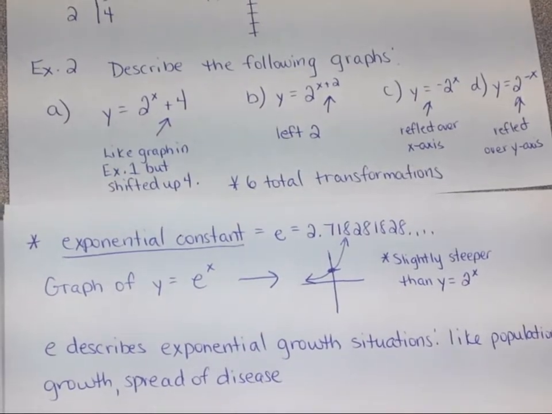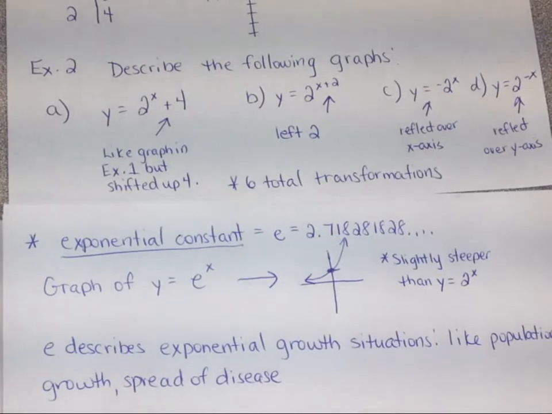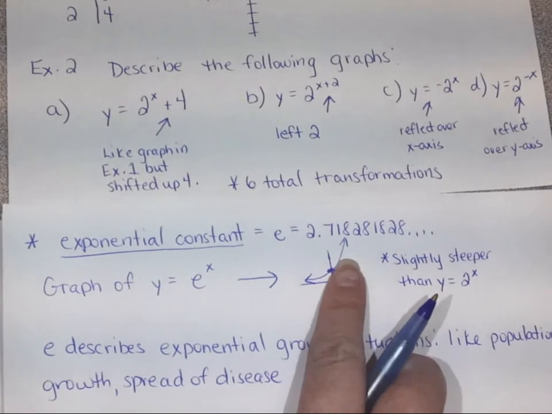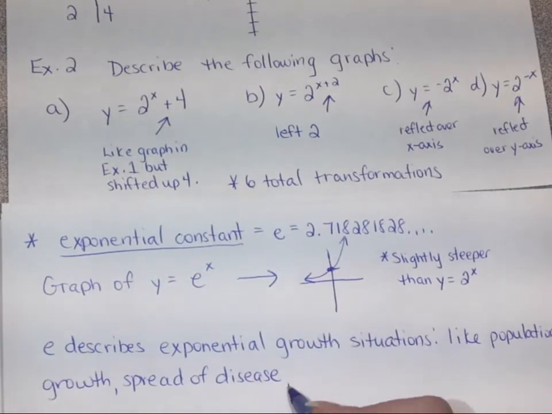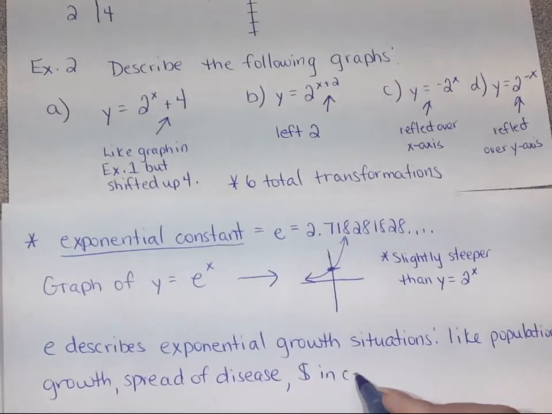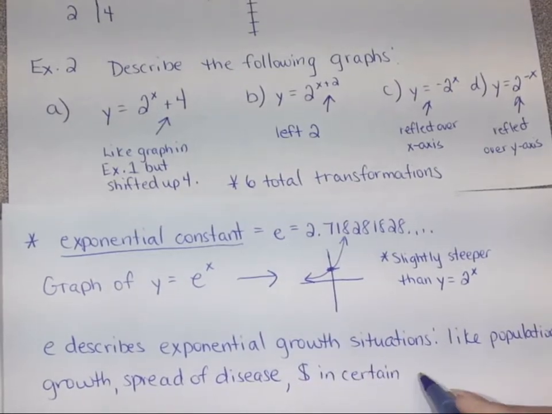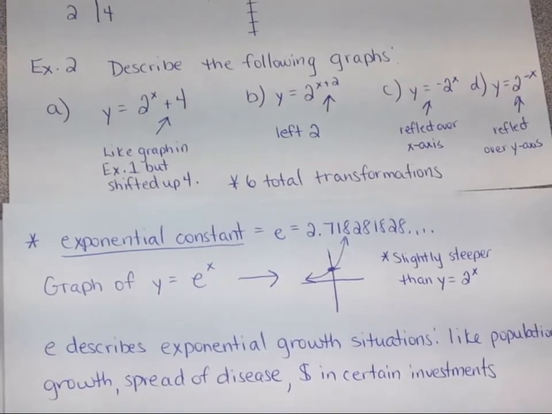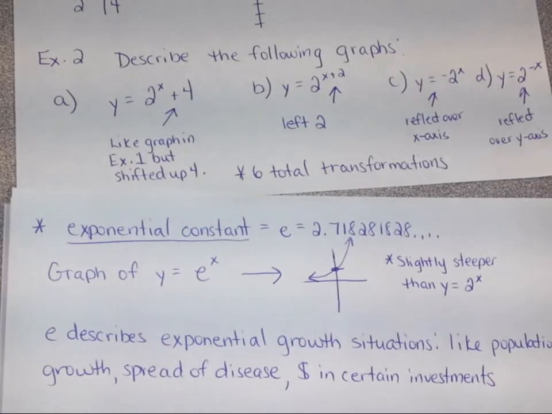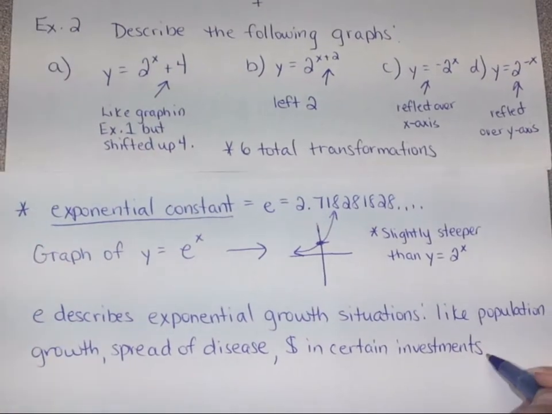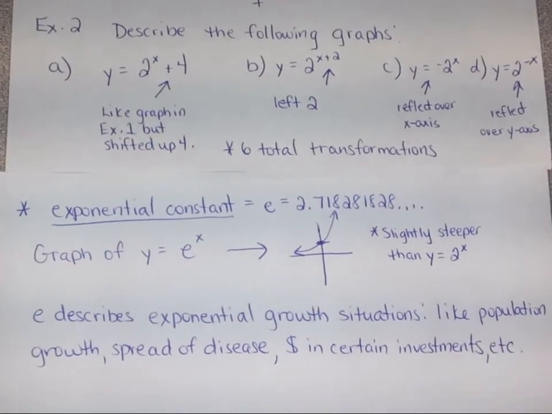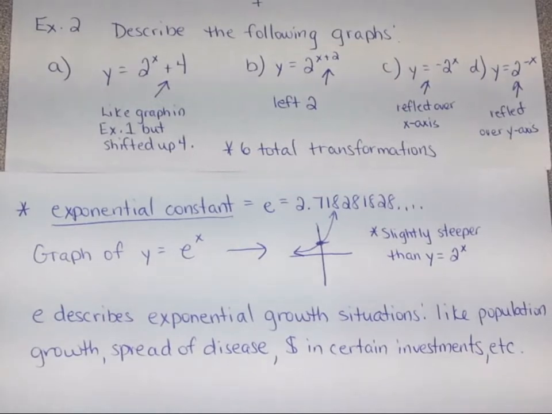Okay, the spread of disease is usually not something that can be controlled. It's usually something that blows up and gets very, very large, like the graph of this is doing, as time goes on, but also money in certain investments, and we're going to learn some about that in this unit. But anything where the growth can be described as getting larger and larger and larger, quicker and quicker as time goes on, would be considered exponential growth.